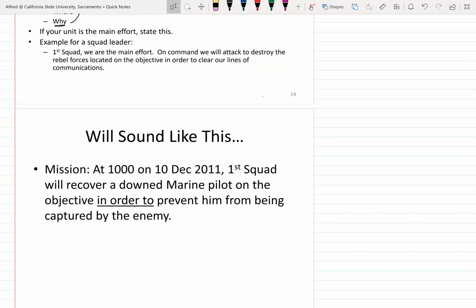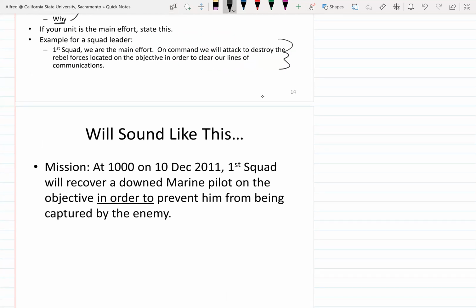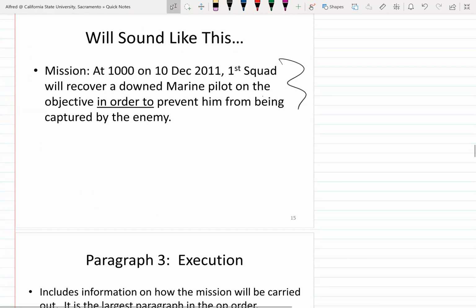So here's a couple examples of it. I have one here and I have another, but I'll read this one. Okay, mission. At 1000 hours on 10 December 2011, First Squad will recover the downed Marine pilot on the objective in order to prevent him from being captured by the enemy.